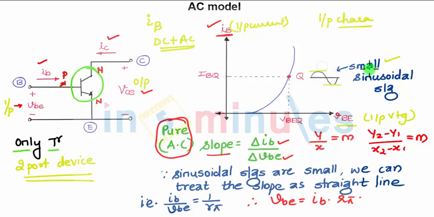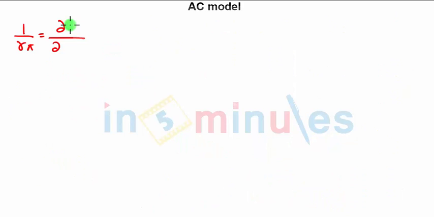For pure AC, a small signal sinusoidal, we are applying as the input. The sinusoidal signals are of small value, so we can treat the slope as a straight line. That means the slope is assumed to be a straight line. So you can consider one value of IB and only one value of VBE, and you can find 1 upon r pi. The slope is nothing but 1 upon the resistance, because it is current upon voltage. So we can find VB as IB into r pi. Now r pi is change in VBE for change in IB.